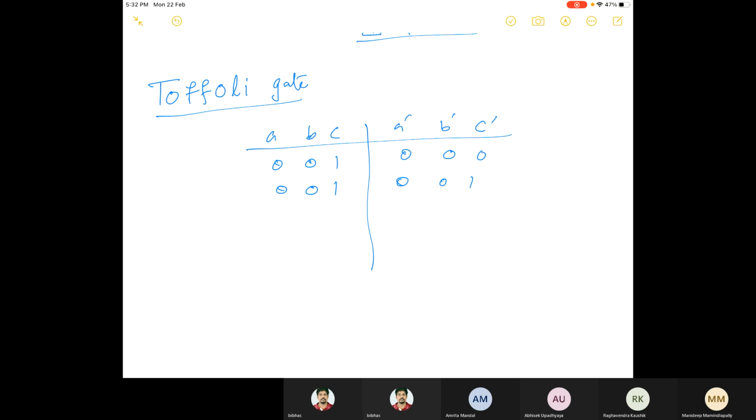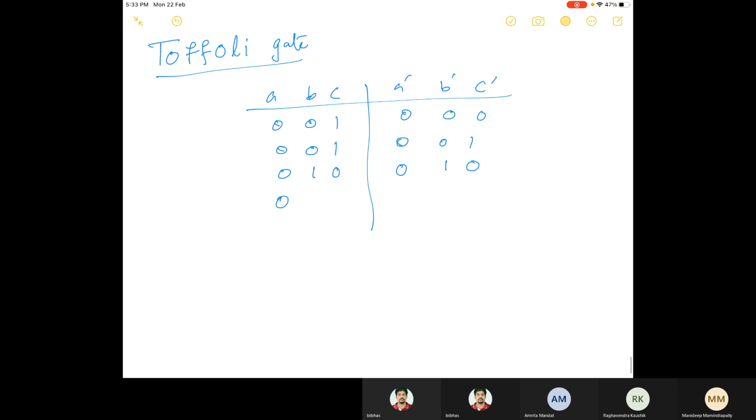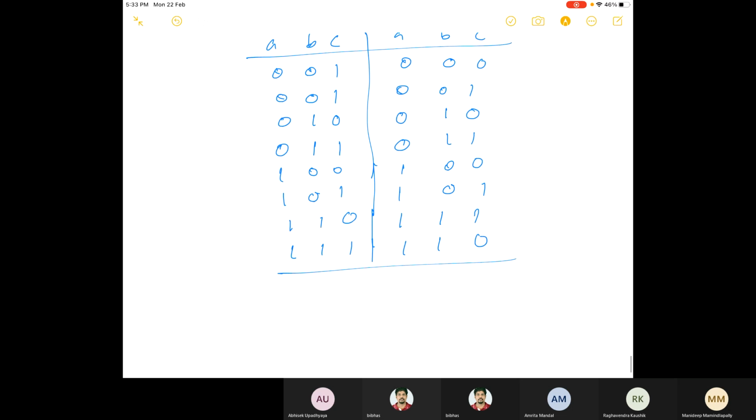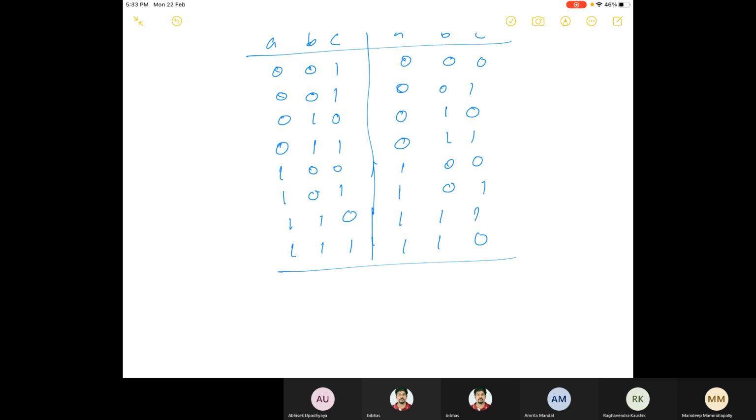Just look at the pattern and tell me whether we can also say this is controlled something or not, like the previous CNOT gate was control not. Can you say this is control of something or not? So 0 1 0 gives 0 1 0, 0 1 1 gives 0 1 1, 1 0 0 gives 1 0 0, 1 0 1 gives 1 0 1, 1 1 0 gives 1 1 1, and 1 1 1 gives 1 1 0. So any idea? Can it be explained as control of something?